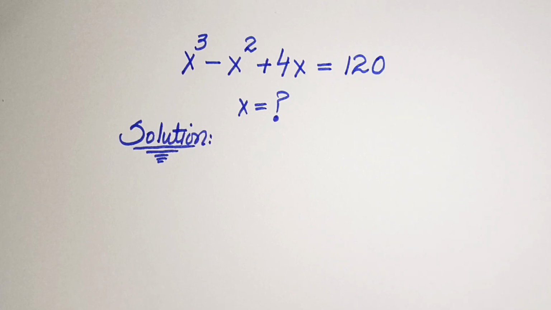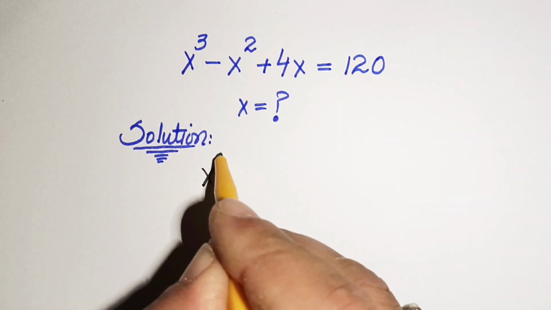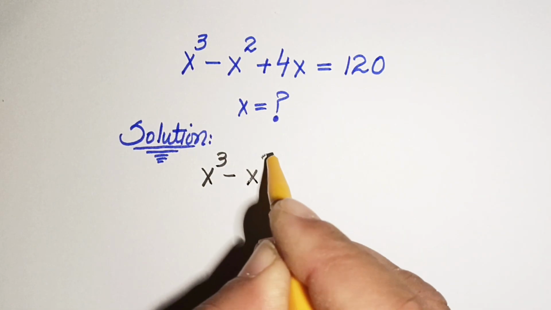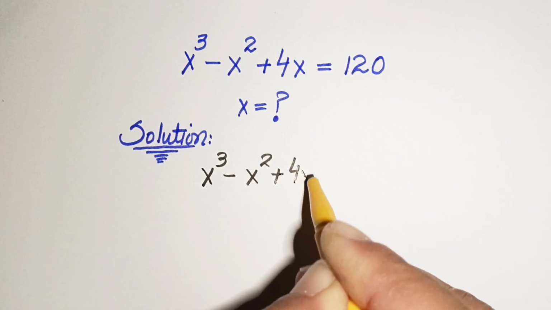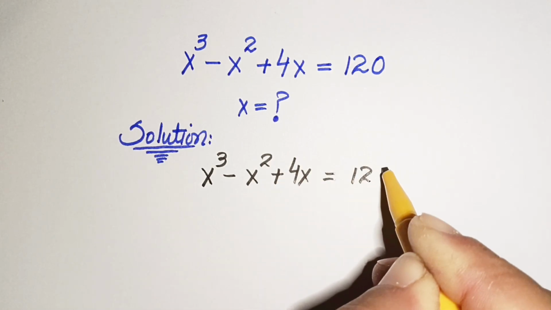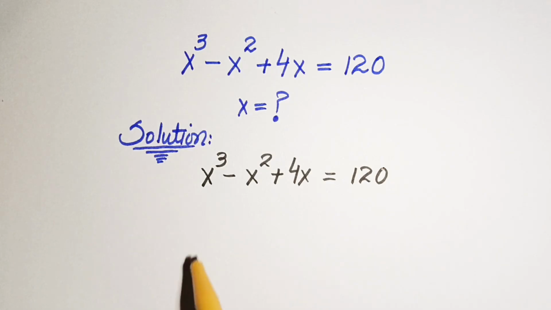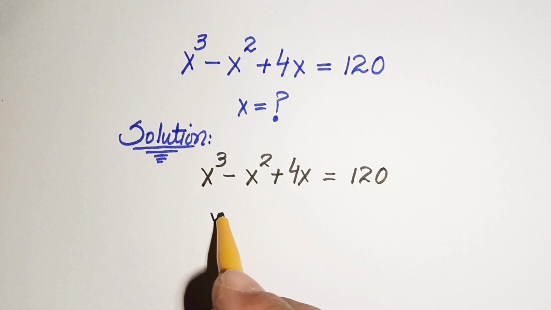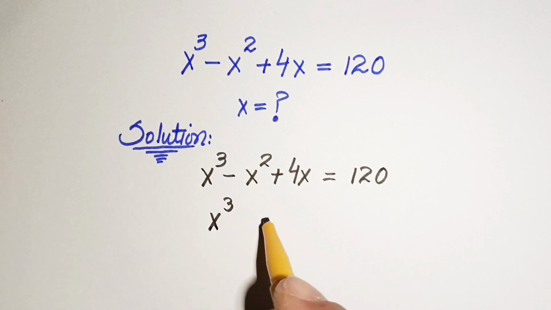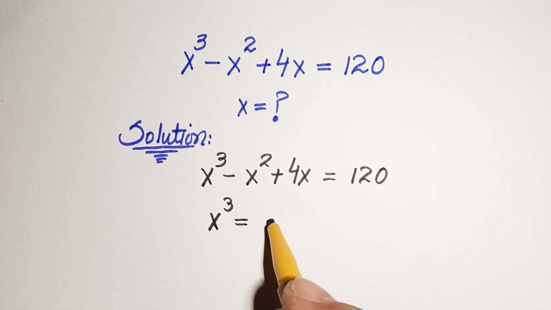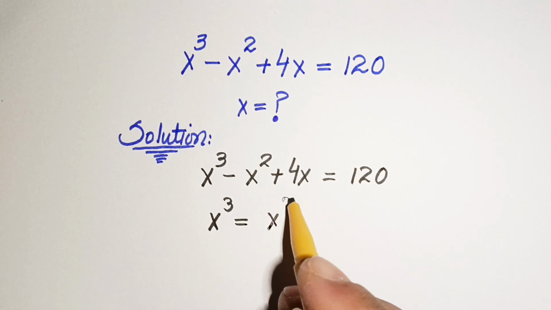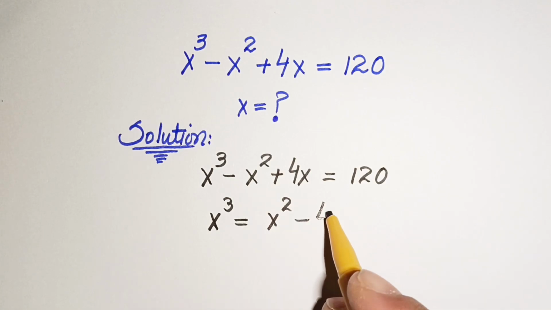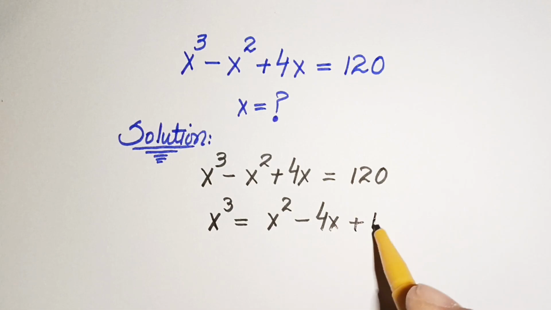So starting our solution, x cubed minus x squared plus 4 times x is equal to 120. Now, if we shift these two terms to our right hand side, then we get x cubed is equal to, here minus x squared will be plus x squared, minus 4 times x, and plus 120.